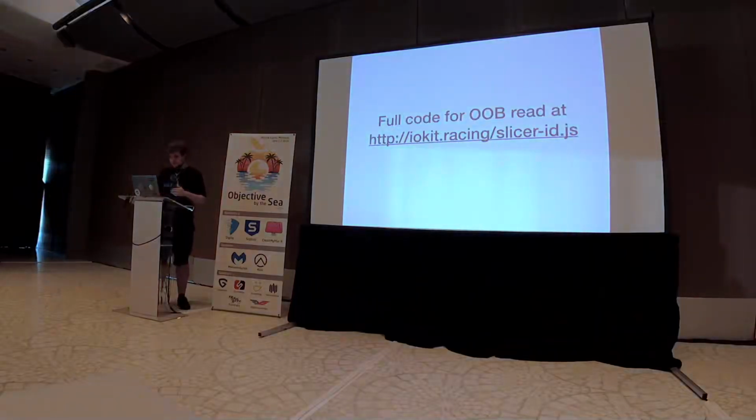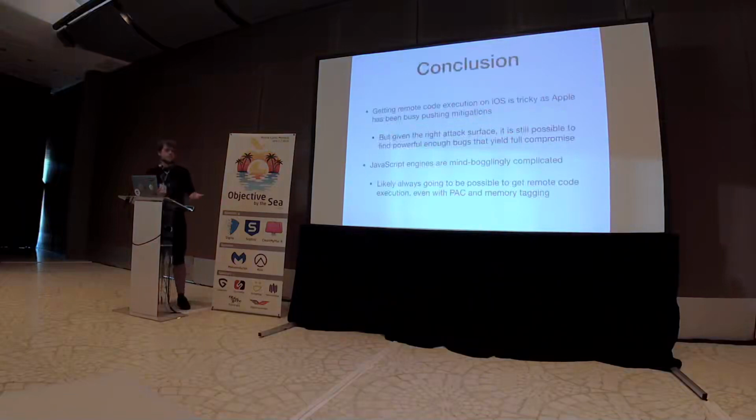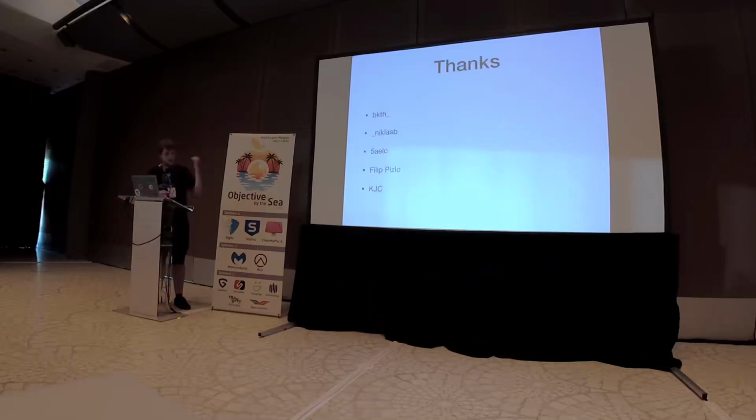And so we get to the conclusion that getting code execution on iOS and macOS is tricky, as Apple has been very busy pushing mitigations. But given the right attack surface, it is still possible to find powerful enough bugs that result in full compromise. And JavaScript engines happen to be mind-bogglingly complicated, and there's always going to be a way to get code execution, in my opinion, even with PAC and memory tagging. And I would like to thank specifically Bruno Keith, Nicolas B., Saelo, Phil Tidslow, and KJC for this. So if you have any questions.